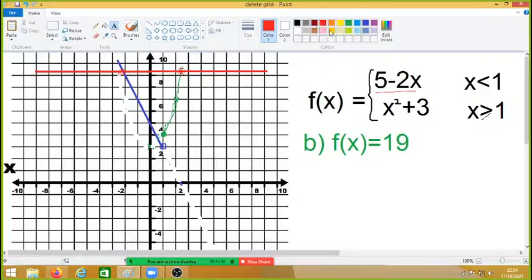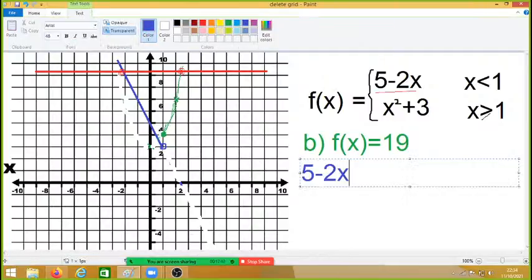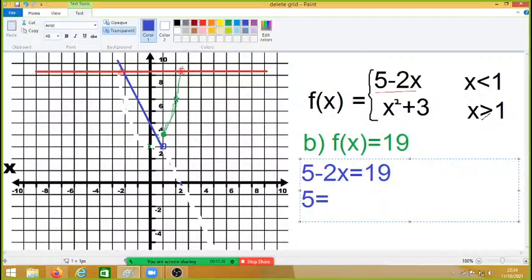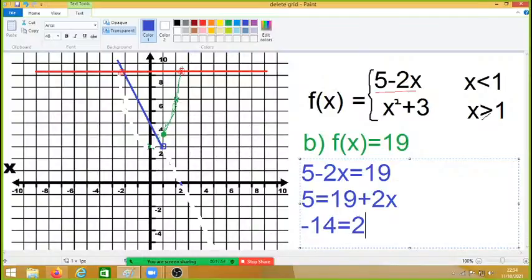So let's do it one at a time. Let's use blue. Let's take 5 take away 2x equals 19. Let's solve that. So we have 5 equals 19 plus 2x. Take the 19 across, minus 14 equals 2x. Divide by 2, so that's minus 7 equals x. That's one solution, where x is equal to minus 7.